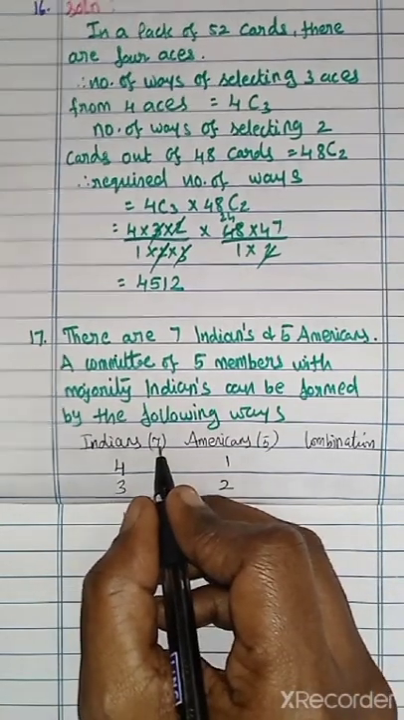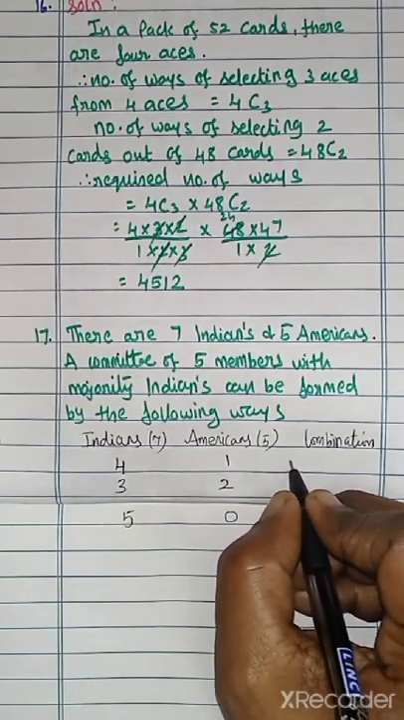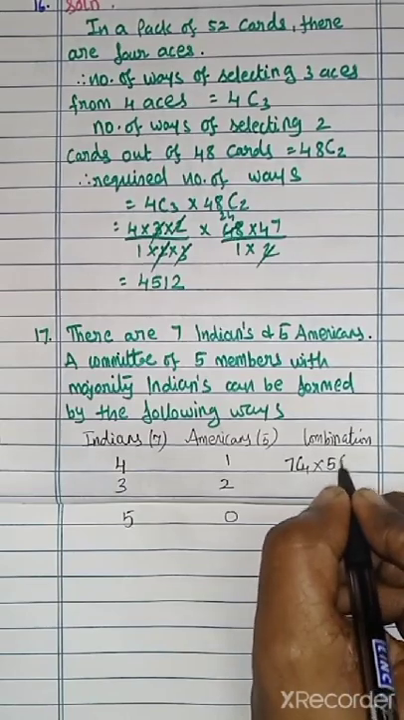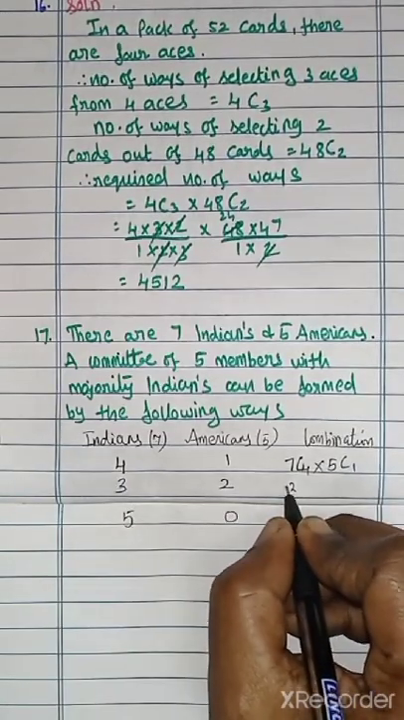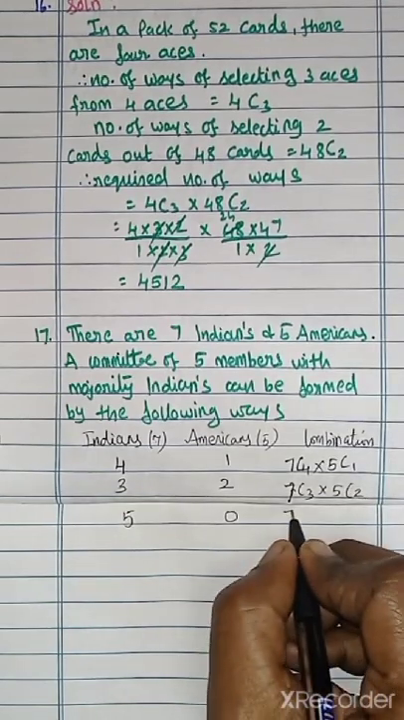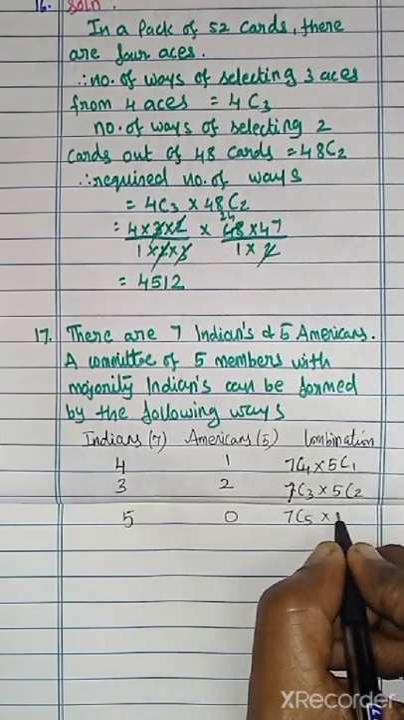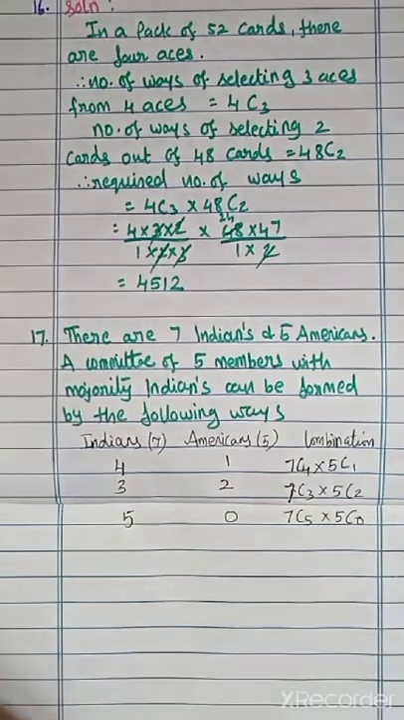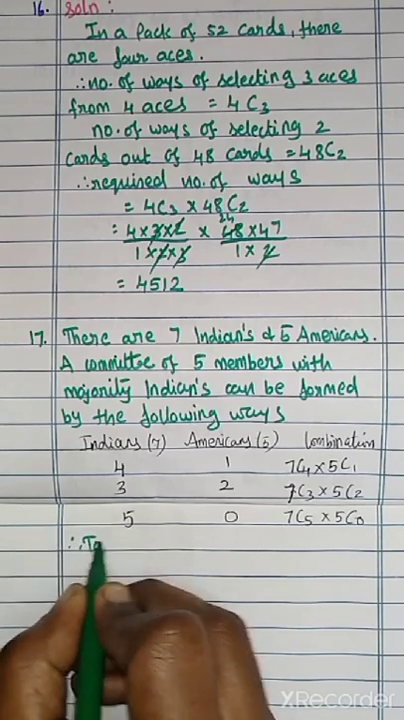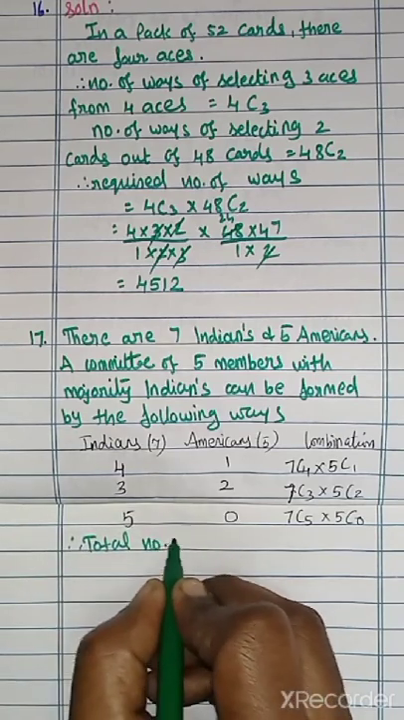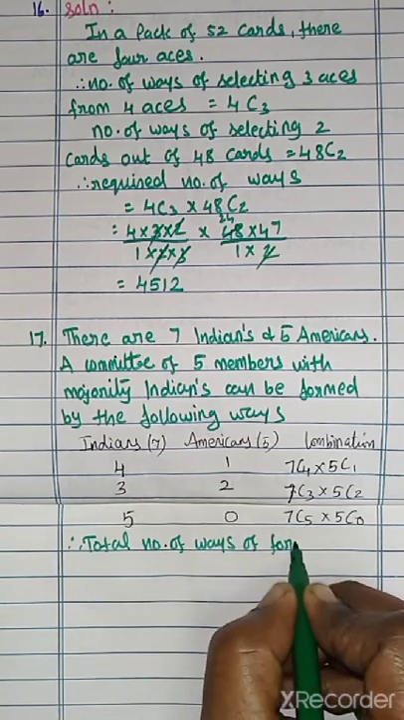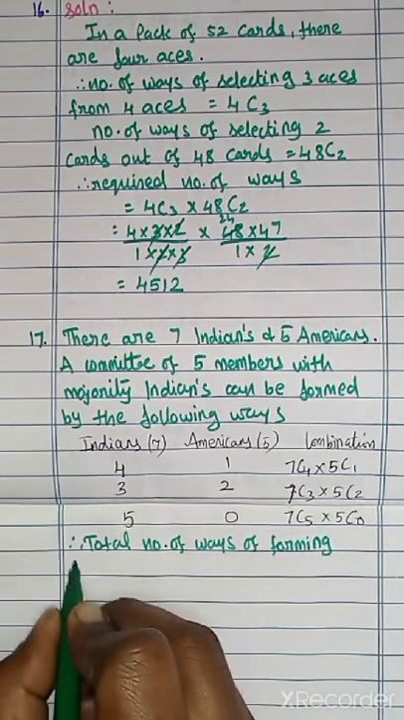So you can write this as out of 7 we have to choose 4. So 7C4 into out of 5 we have to choose 1, 5C1. Similarly, out of 7 we have to choose 3, out of 5 we have to choose 3. Next 7C5 into 5C0. So if you simplify this, that is your final answer. Therefore, total number of ways of forming the committee.